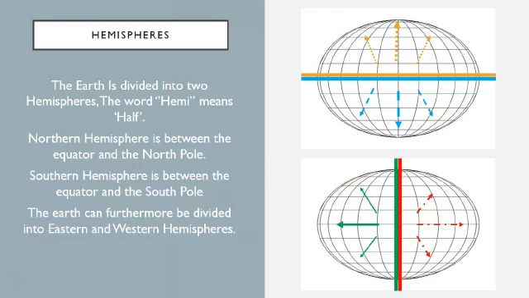The Earth is divided into 2 hemispheres. The word hemi means half. That's why we are able to get a sense of how the hemispheres are divided into north and south, east and west. The northern hemisphere is between the equator, which is in the middle of the globe, and the North Pole, whilst the southern hemisphere is between the equator and the South Pole.